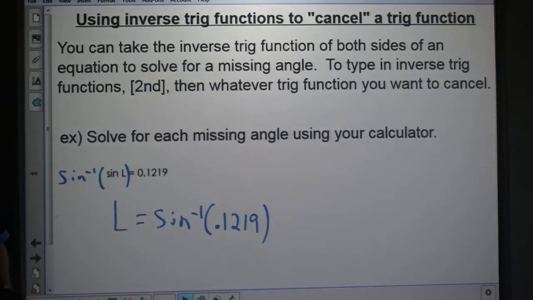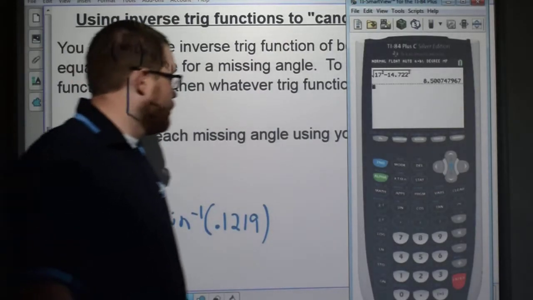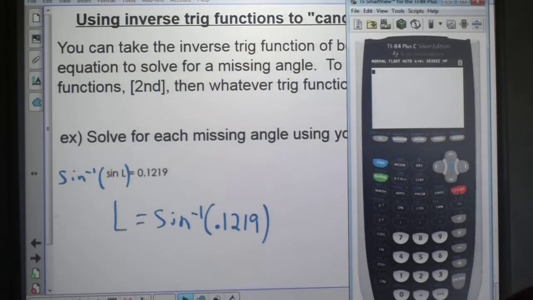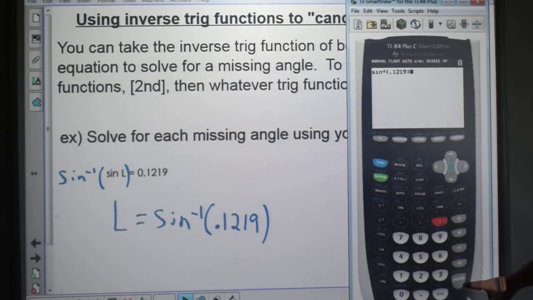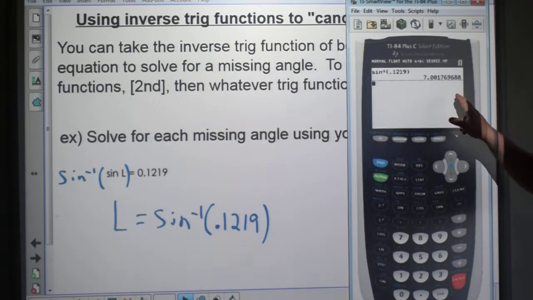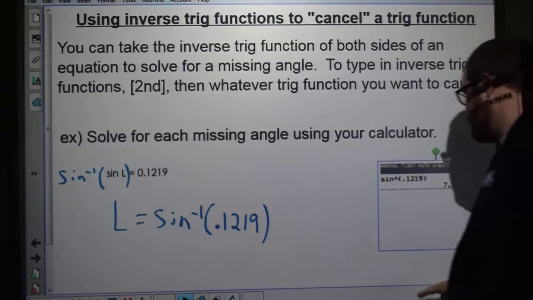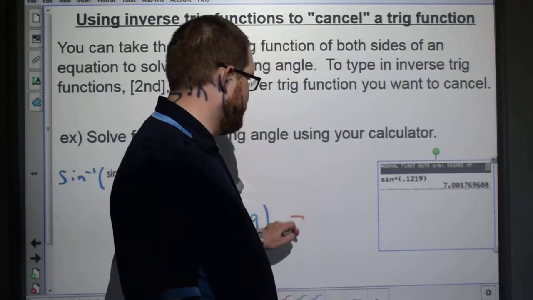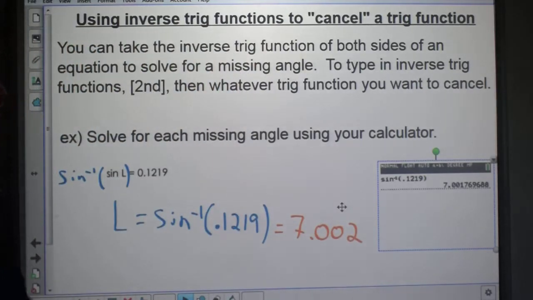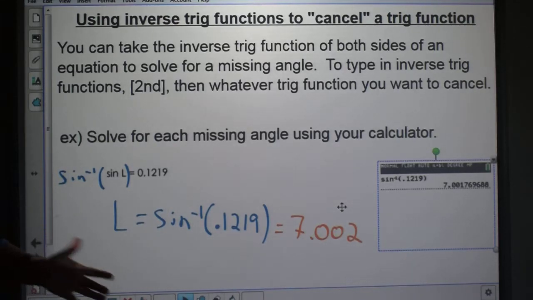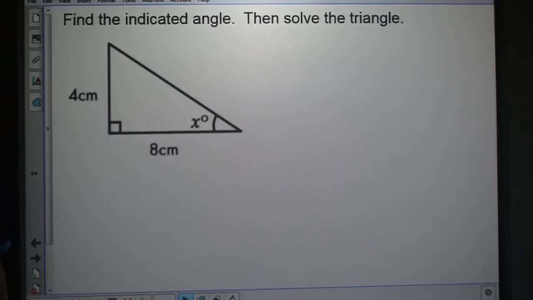It's like square root of 2. We would just leave it as square root of 2. But if I want to know it to the nearest degree, or in this case, I guess I'll go to 3 decimal places. Second sine gives me sine inverse 0.1219. And the angle that I'm looking for is about 7. Pretty close to 7.002. So now 7.002 is the angle that has a sine of 0.1219. Let's try this as a problem.